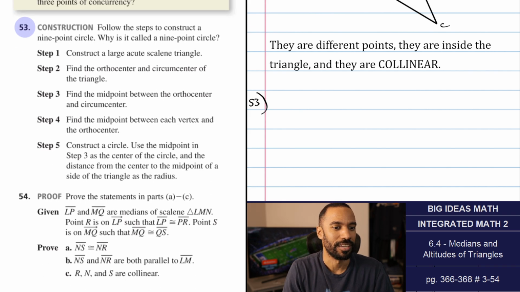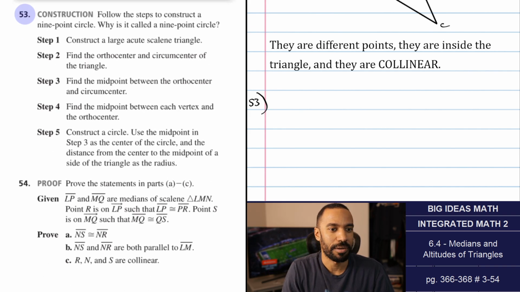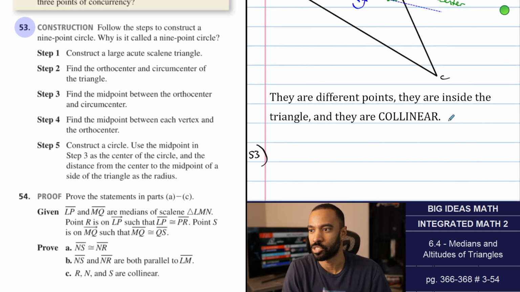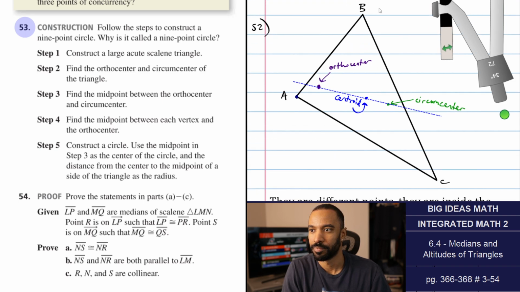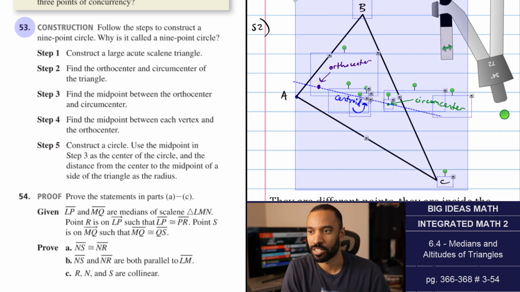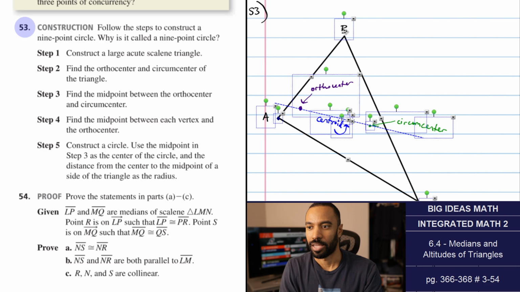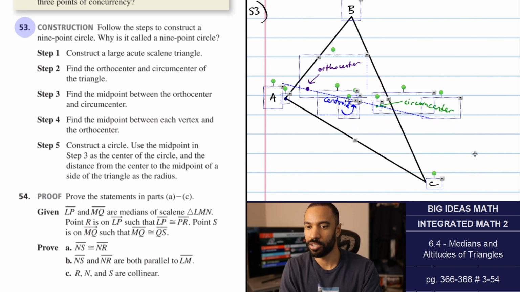Oh, my goodness. Okay. Follow the steps to construct a 9-point circle. Why is it called a 9-point circle? We're going to construct a large acute scalene triangle. Find the orthocenter and circumcenter. Find the midpoint between... Okay, I'm going to do this. I'm going to take this one I already made. Assume that it's close enough. And let's hope and pray I don't have to use any of the old arcs because I got rid of them.